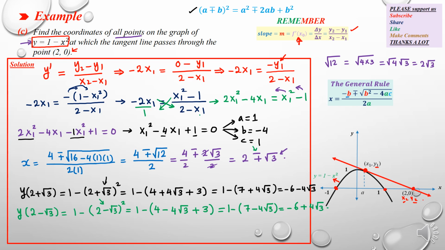So we have 2 points, and the points are 2 plus radical 3, comma, negative 6 minus 4 radical 3. This is the first point of tangency, and the second one is 2 minus radical 3, comma, negative 6 plus 4 radical 3. And that's it.